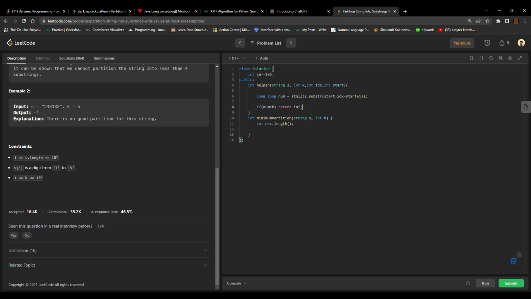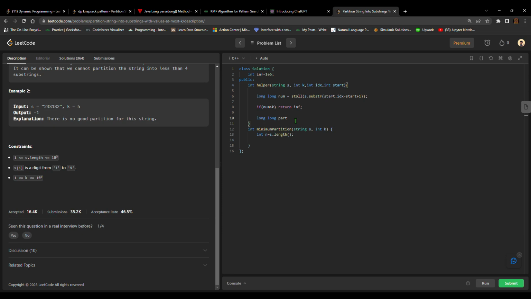Okay, so what would be my recursive calls? I would say long long. This is nothing but take or not take. So I say take a number. Supposedly I say take 3. Okay, we had taken 3 and that has not resulted in a number greater than k.